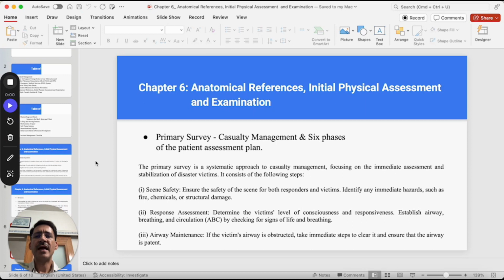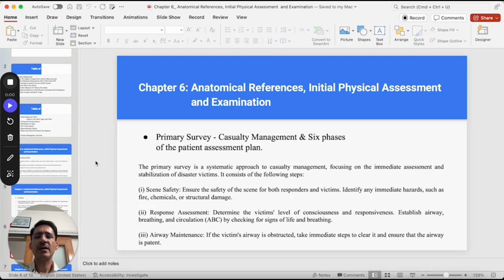Primary survey, casualty management, and 6 phases of patient assessment plan. The primary survey is a systematic approach to casualty management, focusing on the immediate assessment and stabilization of disaster victims. It consists of the following steps. Scene safety: ensure the safety of the scene for both responders and victims. Identify any immediate hazards such as fire, chemical, or structural damage.